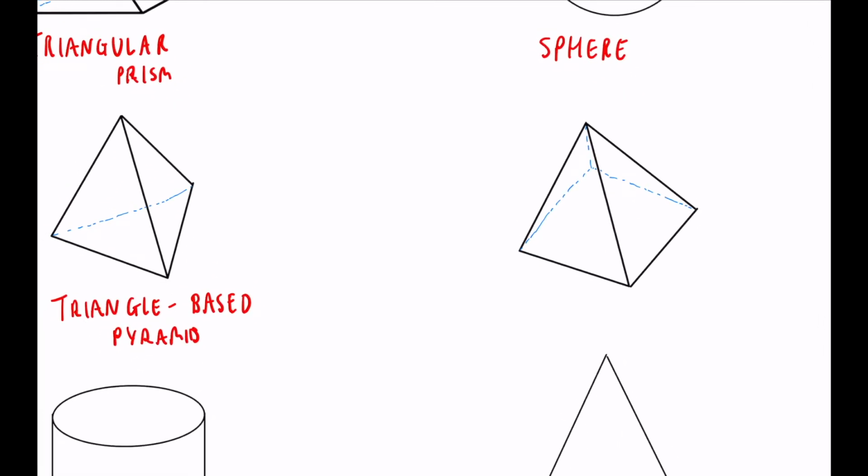And the other type, you may have guessed, is a square-based pyramid. And again, as you imagine, this is a square at the bottom and actually 4 triangles coming off it.